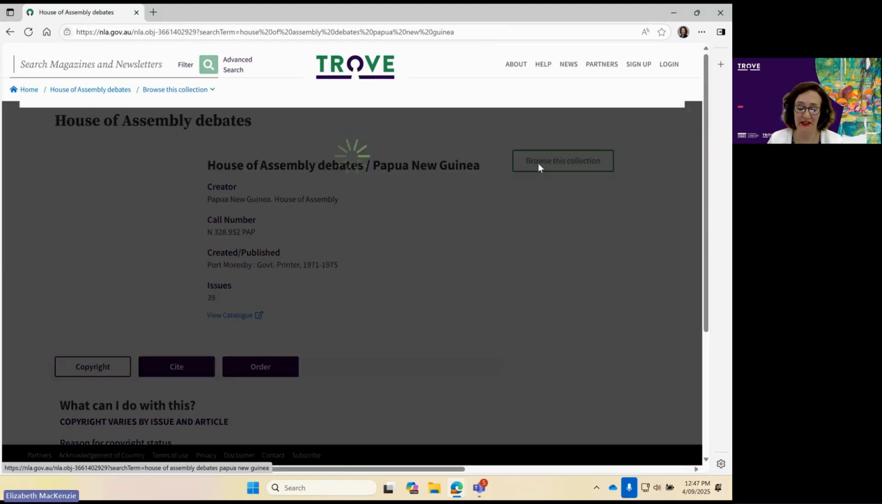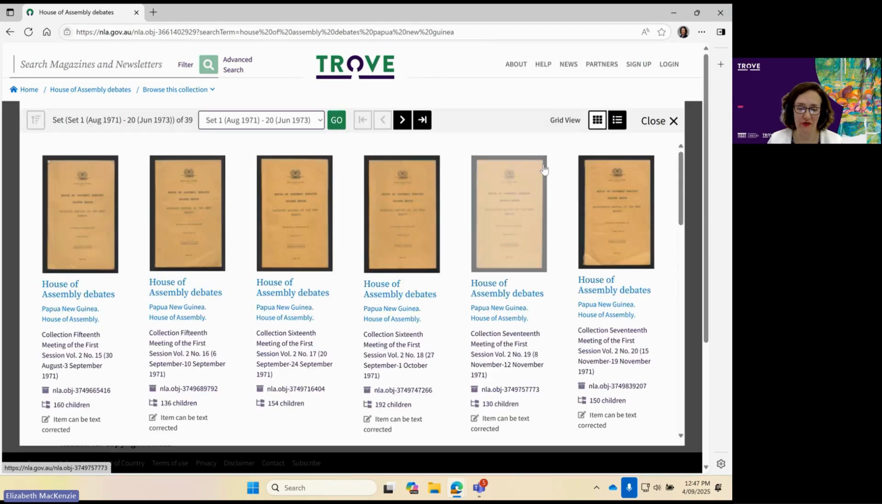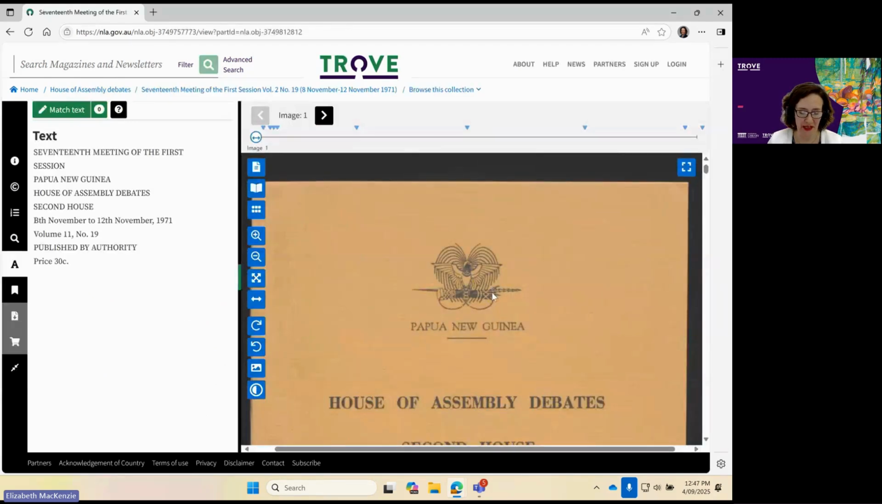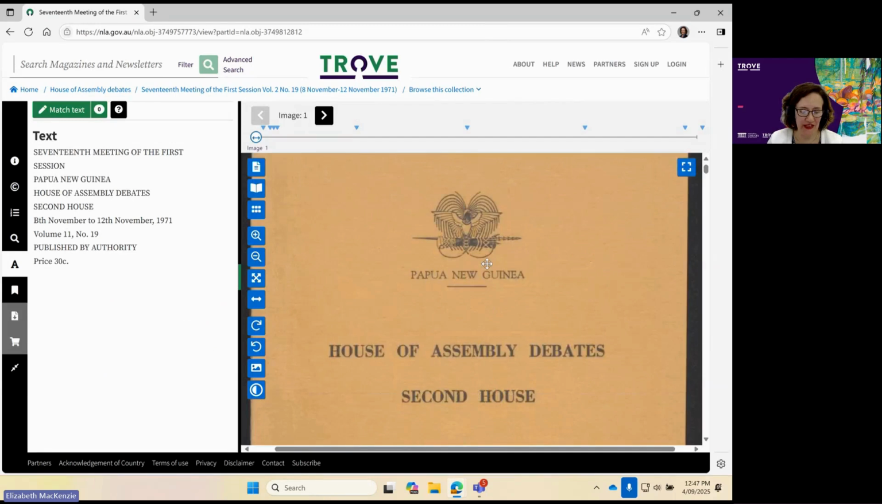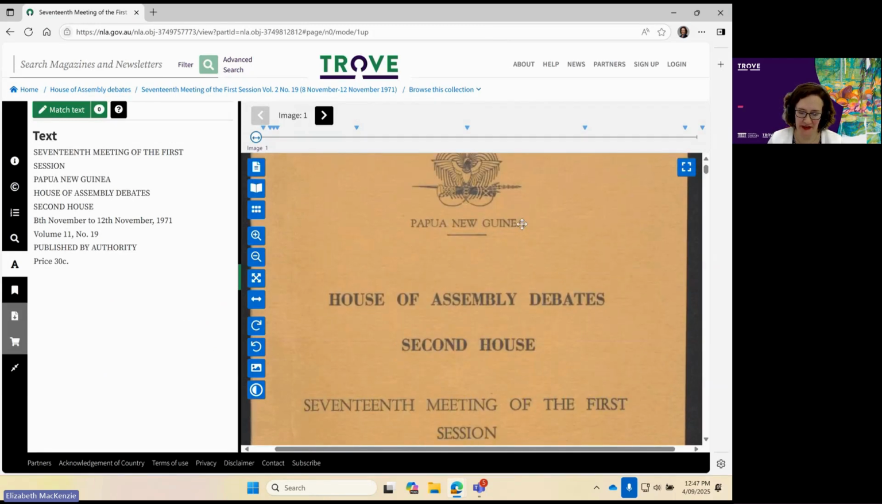We can click on browse the collection to see the entire run of material that's been digitised. Up the top here, there's also a bit of navigation where you can click to see more. If you want to go into an item, you can do that here. Click on any link.